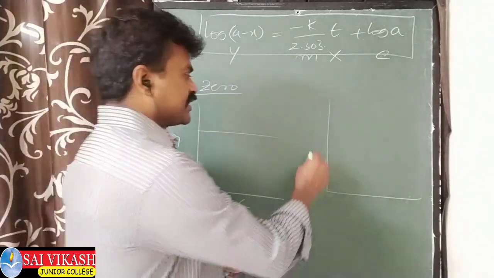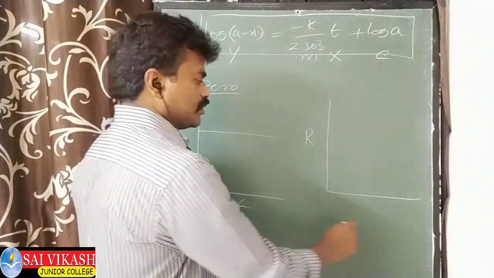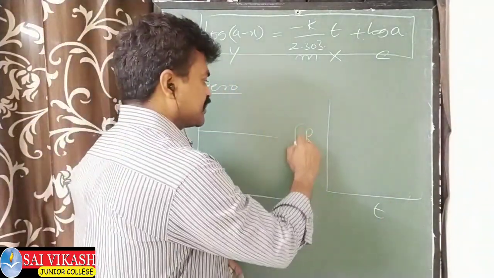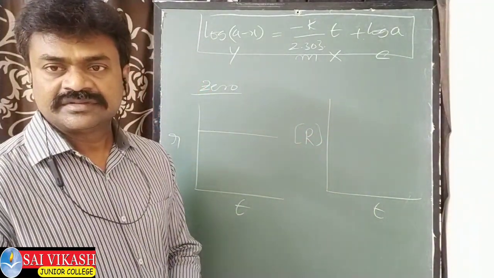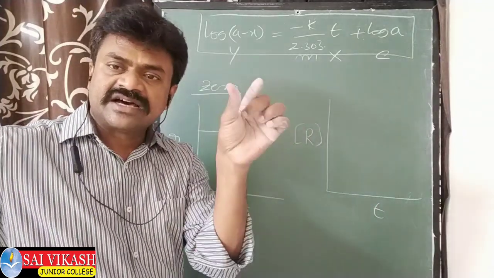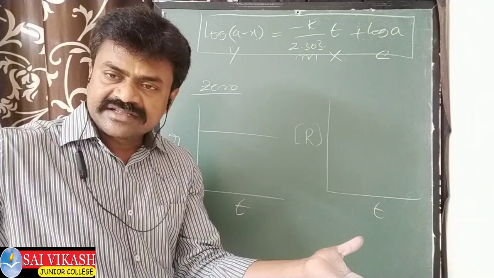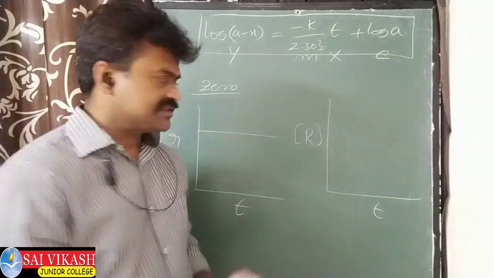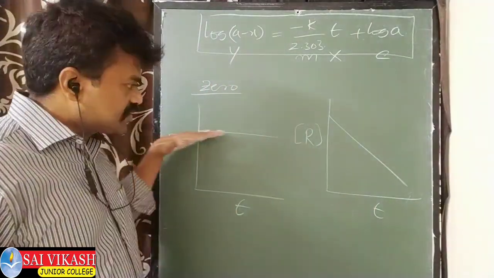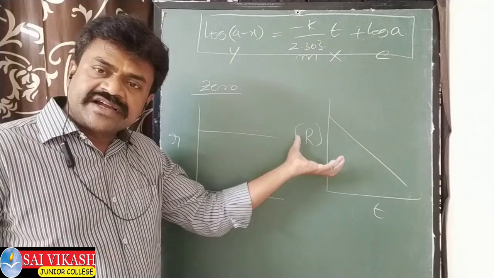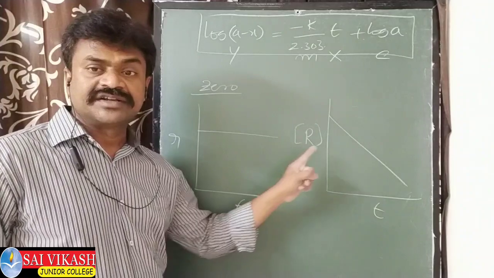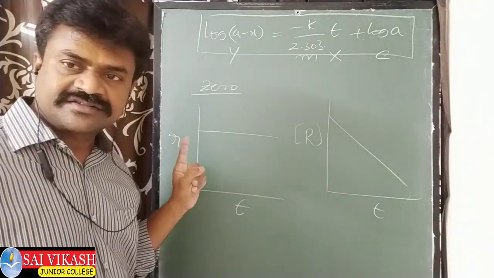So the reactant concentration I am taking as R, with time. Concentration of reactant versus time. So tell me, when time increases, what happens to the concentration of reactant? Decreases. But here it steadily decreases. That's why the graph will come like this. Steadily decreases because the rate is constantly going on. So the concentration of reactant also constantly decreases. This is for zero order.